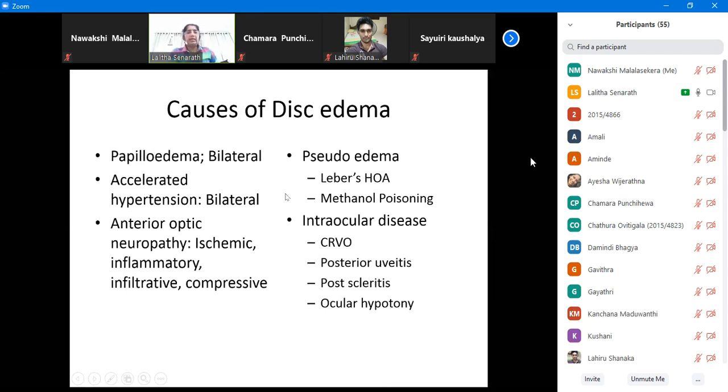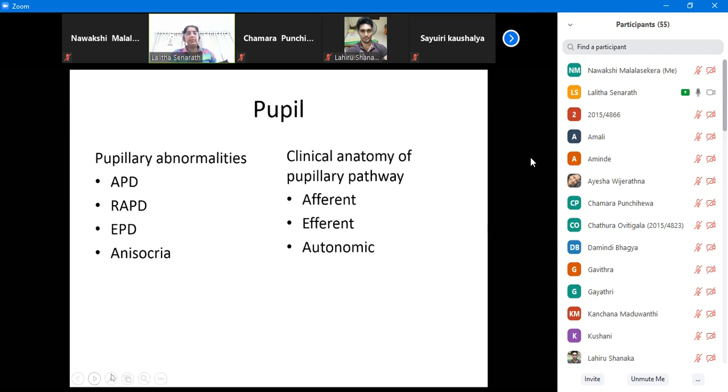The causes of disc edema that are bilateral: papilledema is bilateral, accelerated hypertension is bilateral, anterior optic neuropathy may be bilateral but asymmetrical, and pseudo-edema in Leber's optic atrophy and methanol poisoning. Intraocular diseases like central retinal vein occlusion, uveitis, scleritis, and ocular hypertension are the unilateral causes of disc edema if there's any pathology.